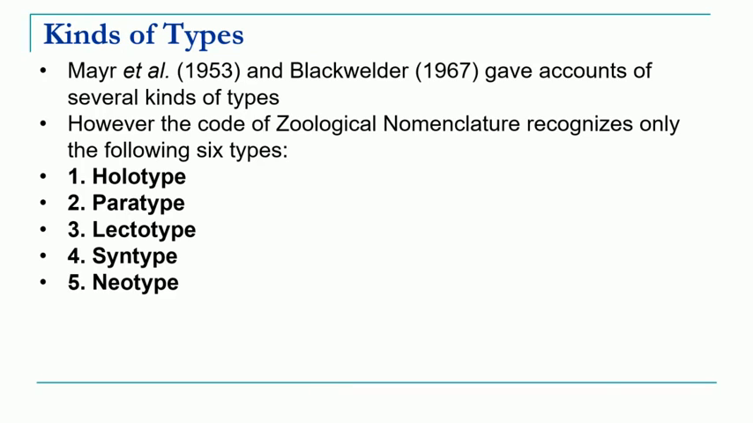So Mayr and Blackwelder have proposed different kinds of types. However, the Code of Zoological Nomenclature recognizes 6 types. In botany, you have more than these types. So the first one is holotype, then paratype, lectotype, syntype, and neotype. So let's study each one by one.